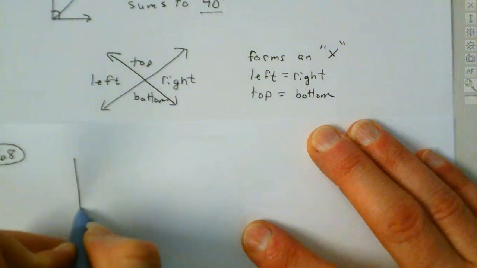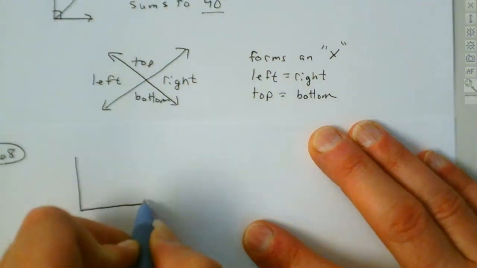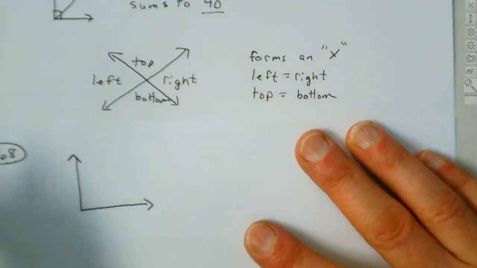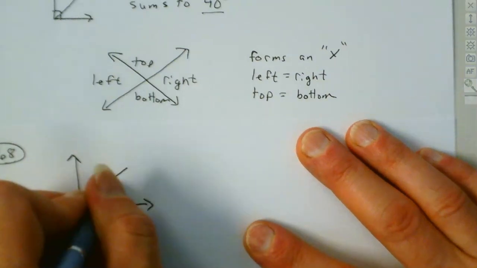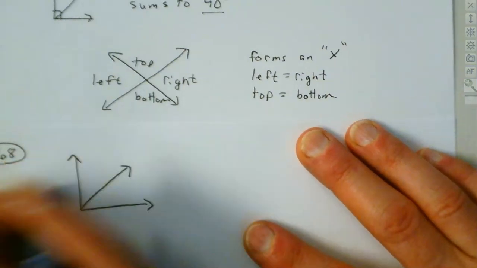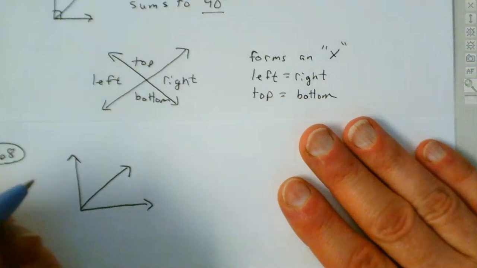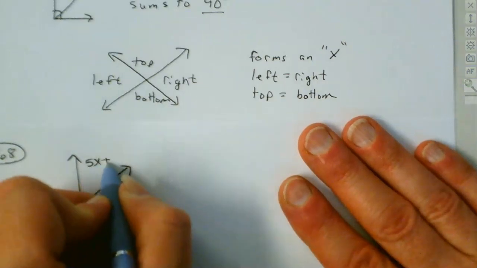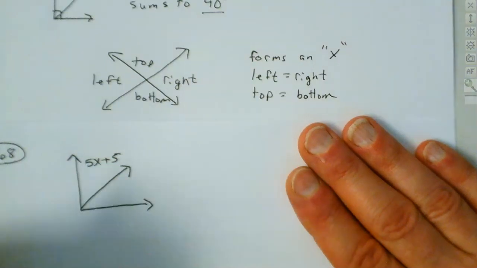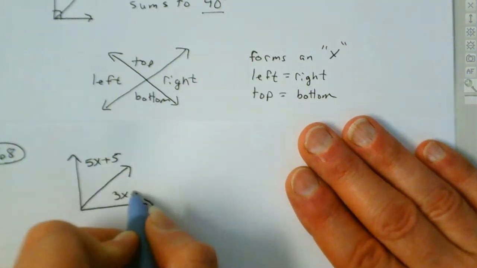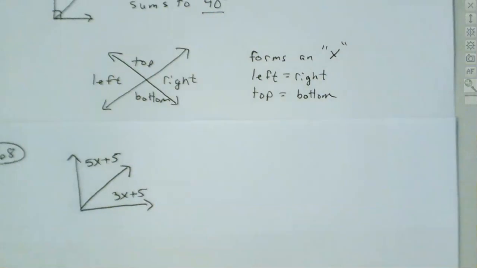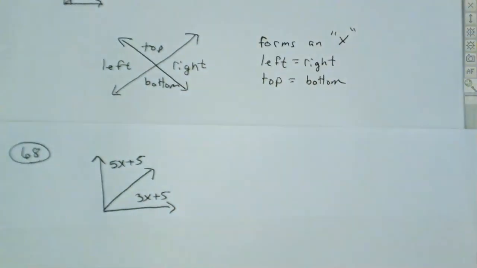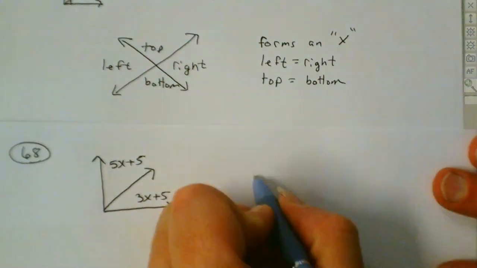And these, I think, are about the easiest ones to solve, as long as you remember to plug the numbers back in. So 68 looks like this: 5x plus 5 and 3x plus 5. Now, first off, what do we know about this one? Okay, sums to 90.